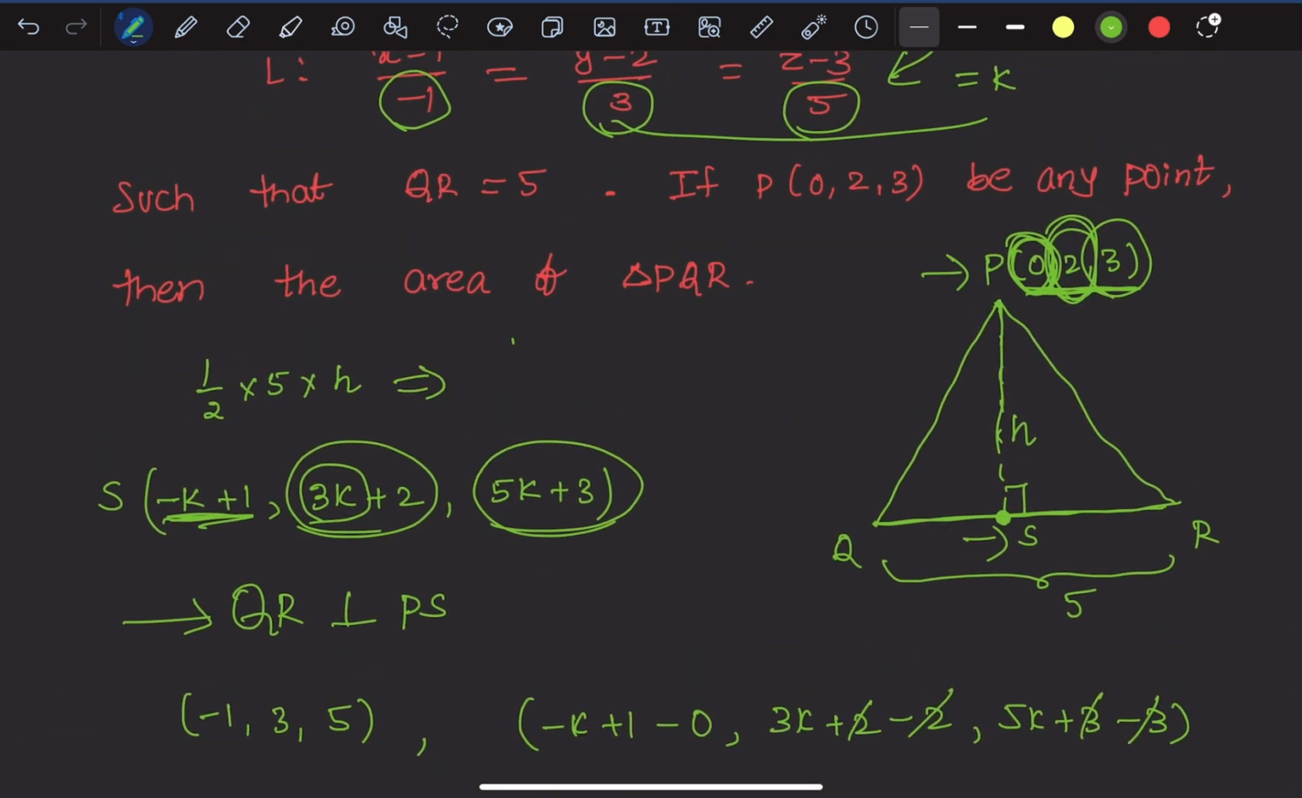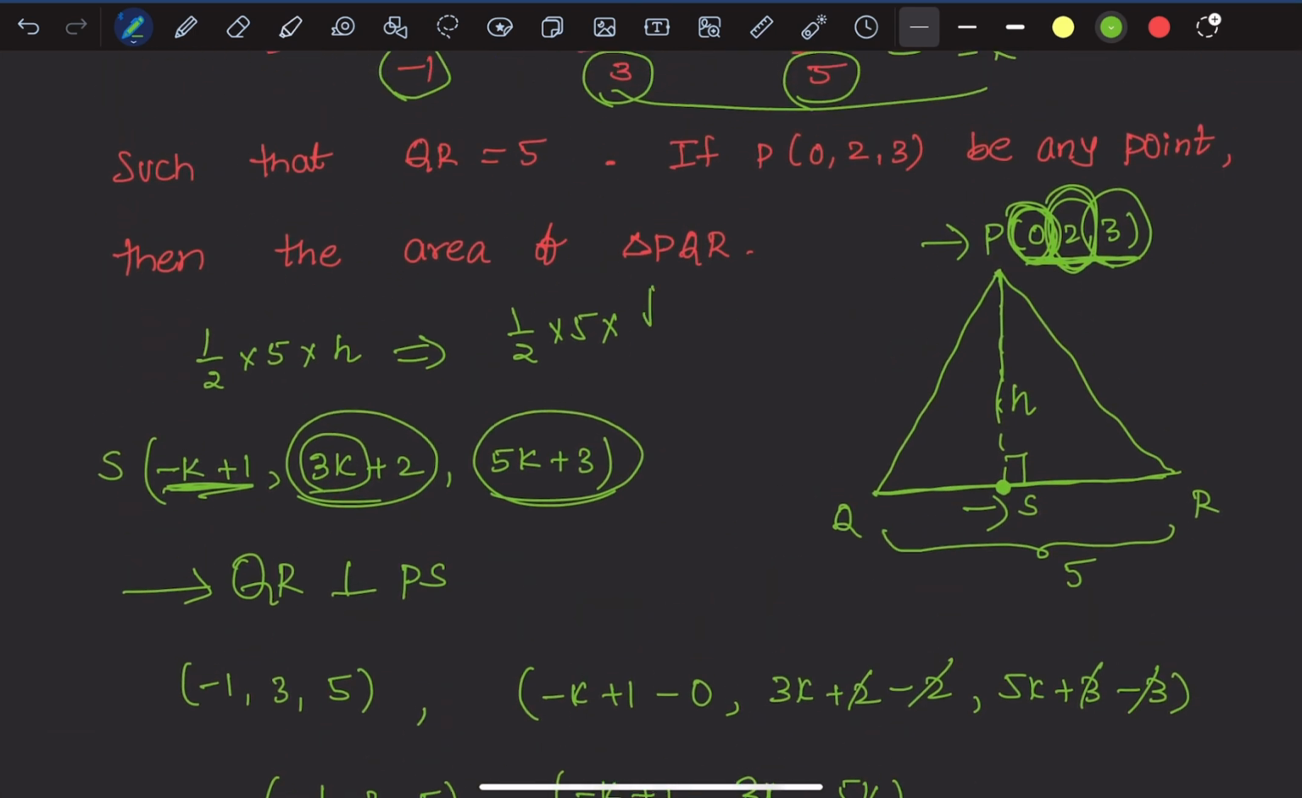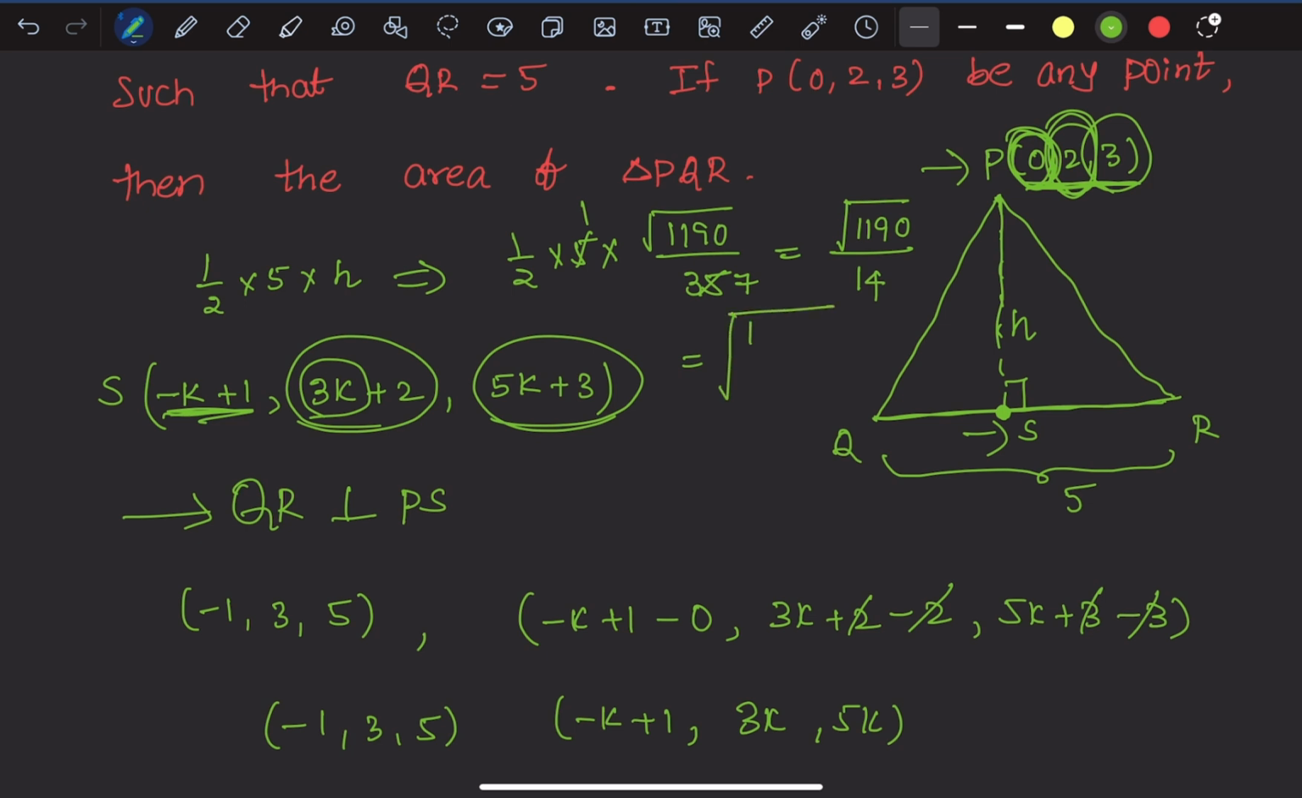So the area will be half into 5 into root 1190 upon 35. So this is 5 ones, 5 sevens. So this is root 1190 upon 14. Now this can be written as 1190 upon 14 multiplied by 14. 7 2's 14, 7 1's 7, 7 7's 49, 0. Alright. 2 1's, 2 8's 16, 2 5's 10. So this will be root of 85 upon 14. So this will be your answer.